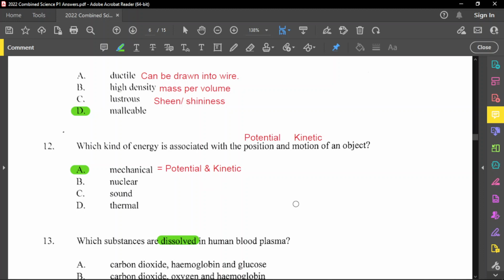And so when you talk about mechanical energy of a system, you're talking about the total potential and the kinetic energy of that system.